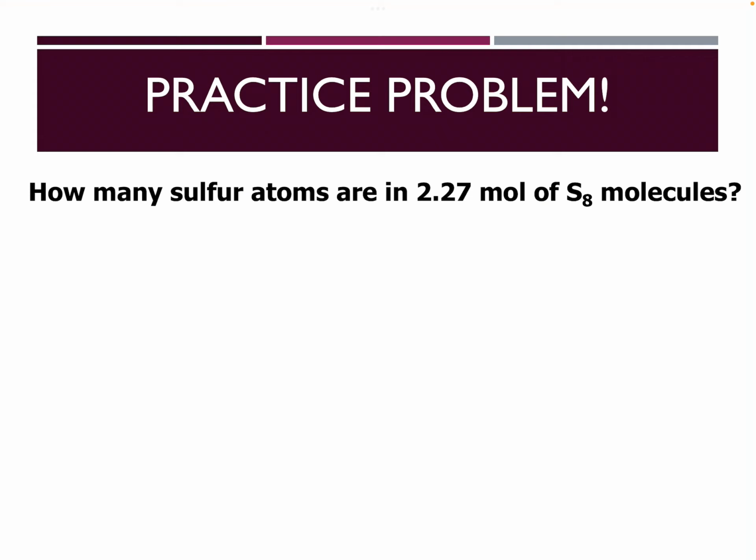All right, you go ahead and try one. This is very similar to the last problem, except now we're doing it with sulfur. So this problem says if we have 2.27 moles of S8 molecules, how many individual sulfur atoms do we have? So go ahead, pause here, write your equalities, and see if you can figure this out. And then come back when you're ready to see the answer.